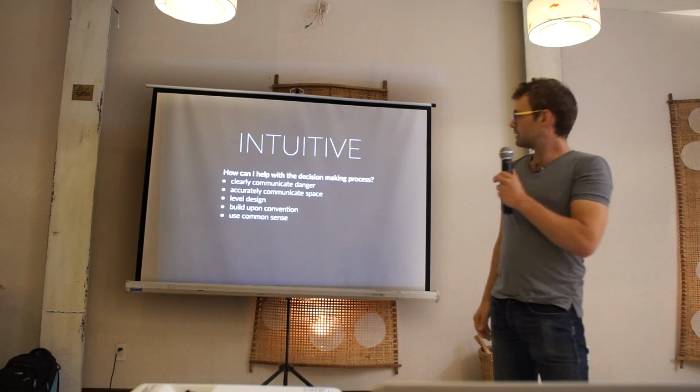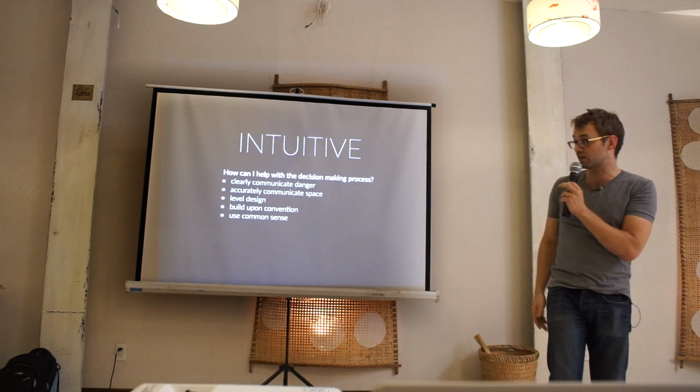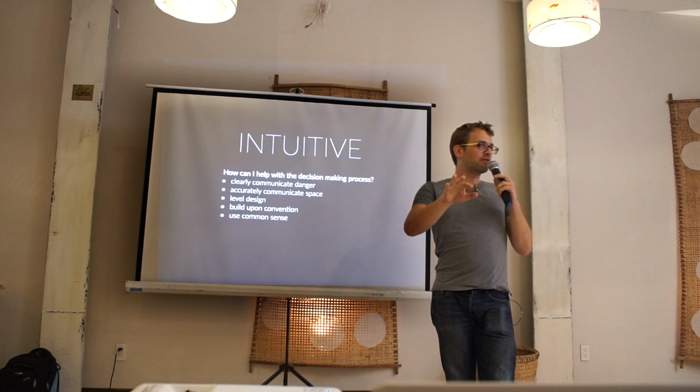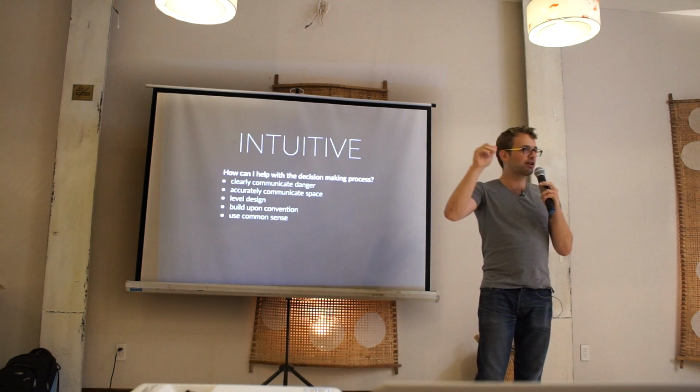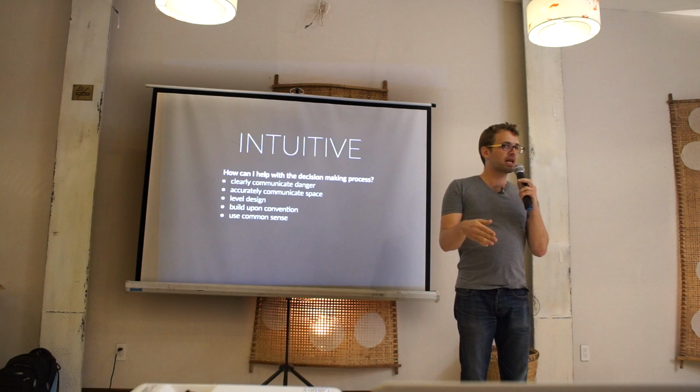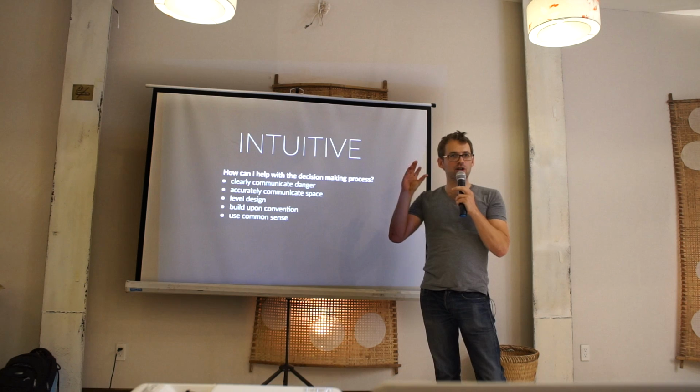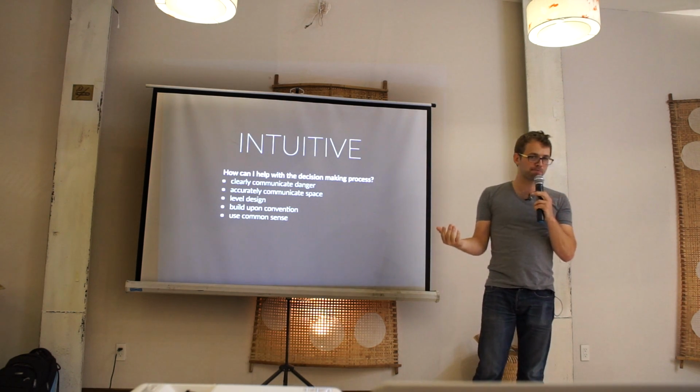And then the last general topic is making things intuitive. How can you help with the decision-making process? In an action game, that's going to be stuff like clearly communicating danger, right? If something that looks like lava is safe and something that looks like grass is dangerous, it's not going to be intuitive for a player, right?